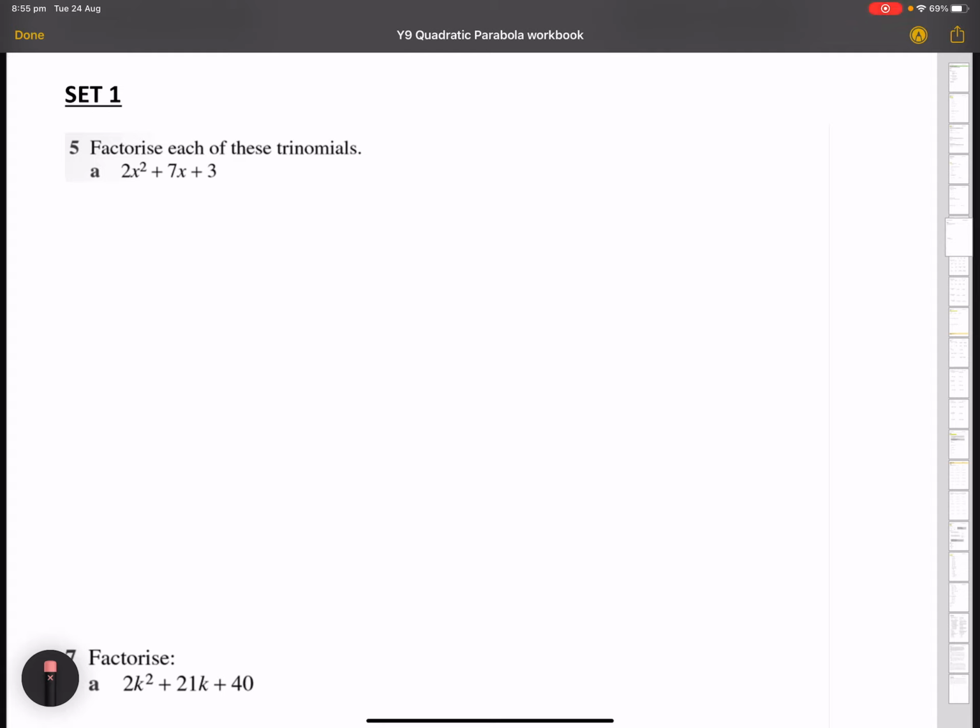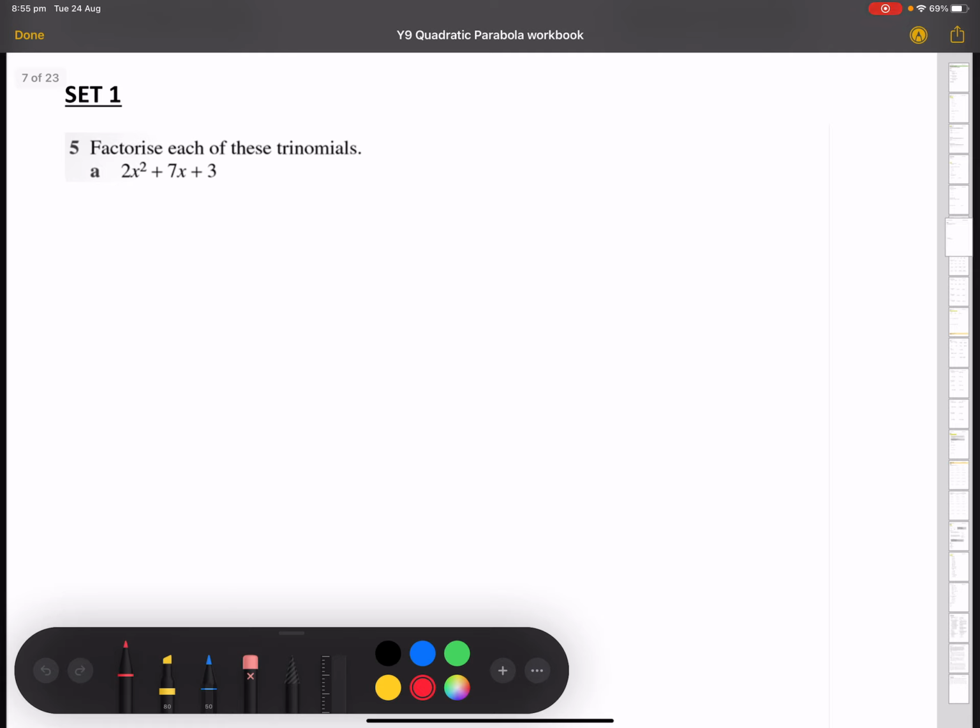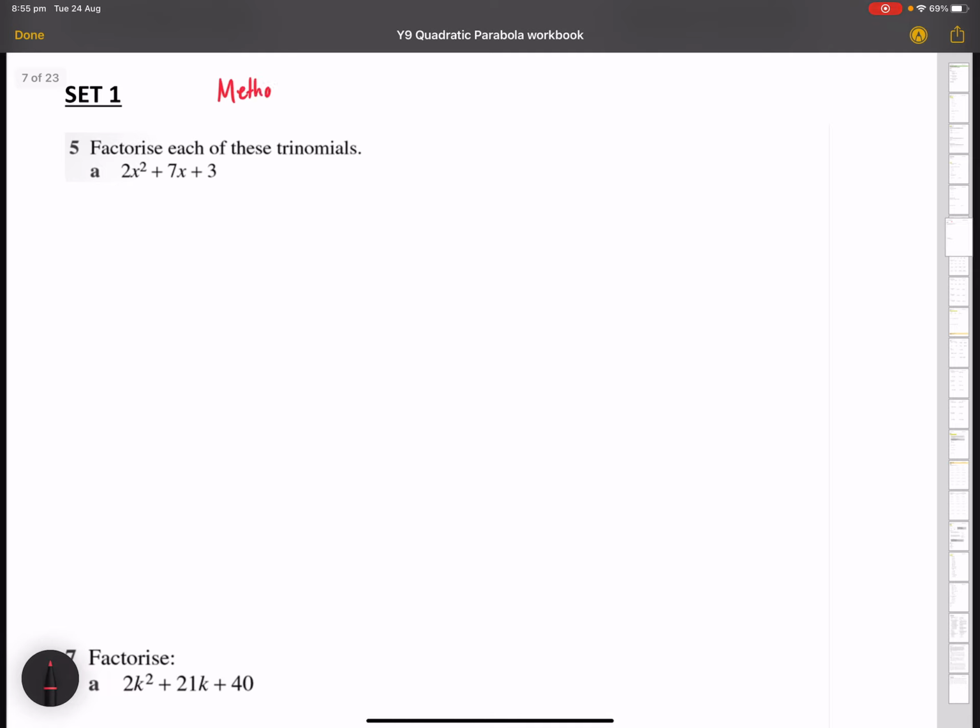Hi Year 9, I just want to make a short video on how to factorize trinomials for anyone who is still confused. Okay, so there are two methods to do this. The first one I'm going to call the grouping method. Method 1, called grouping method.